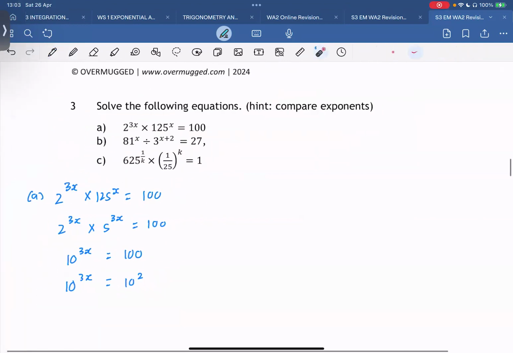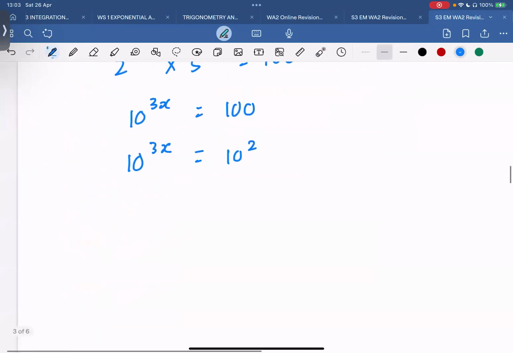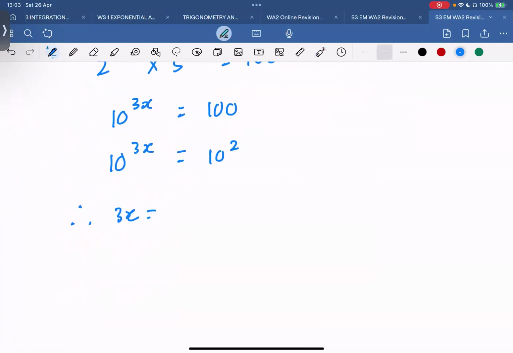Okay, now we realize we have the same exponents. Then we can just simply compare the power. So therefore, 3x must be equals to 2. And x will be 2/3.